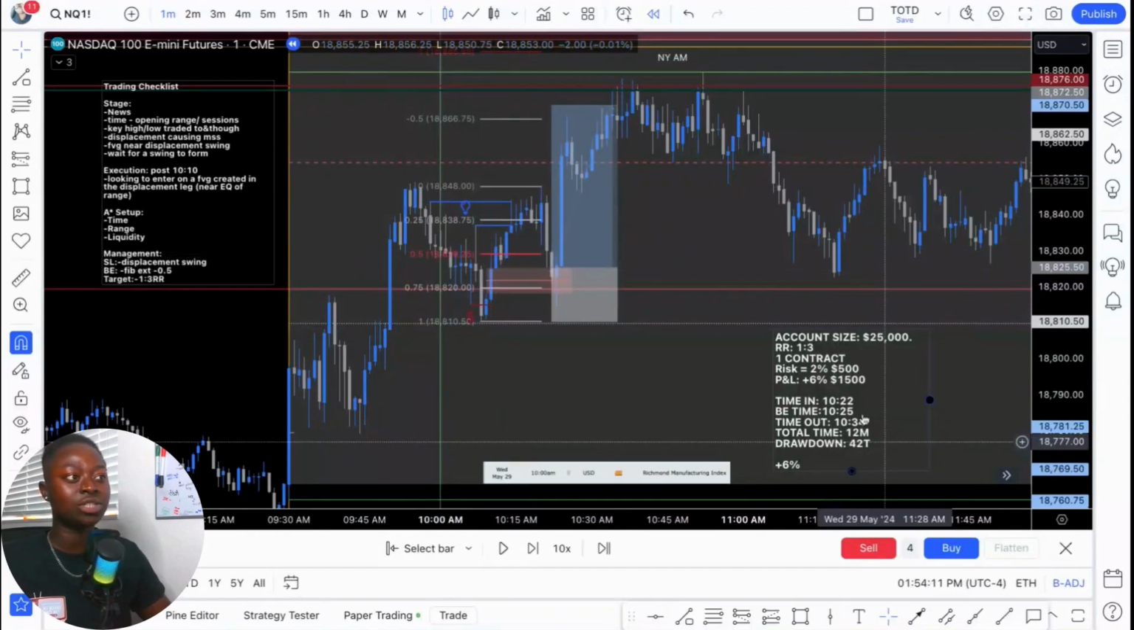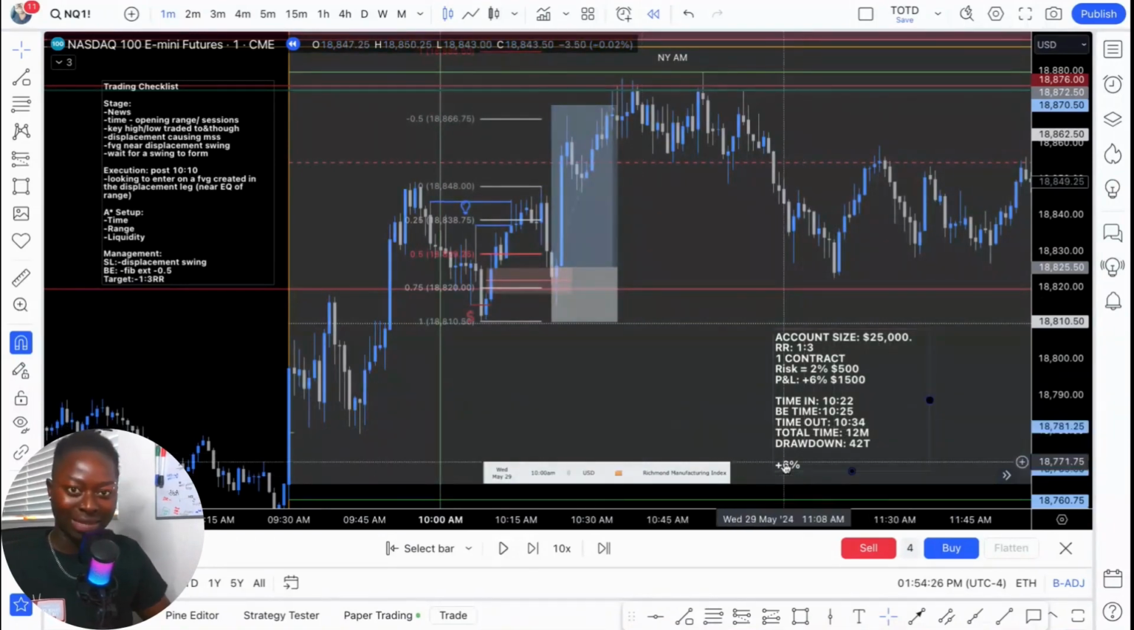You would have been tagged in this trade at 10:22, breaking even at 10:25, getting out of that trade at 10:34 for a total time of 12 minutes in this trade. Drawdown on this trade was 42 ticks for a 6%. Bagged and tagged, you're coming home with me.